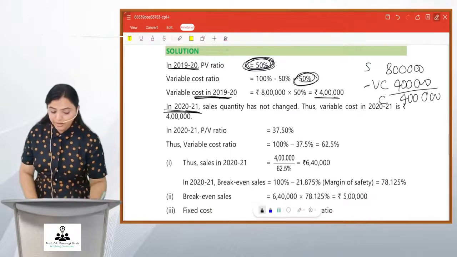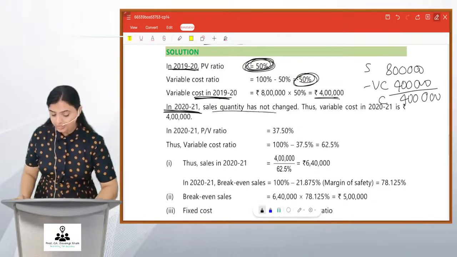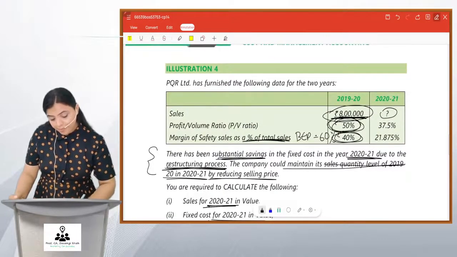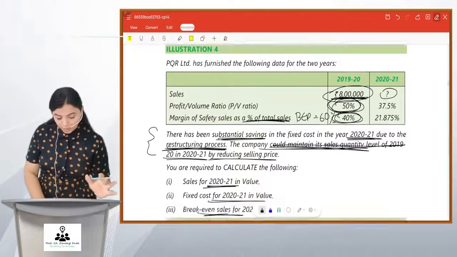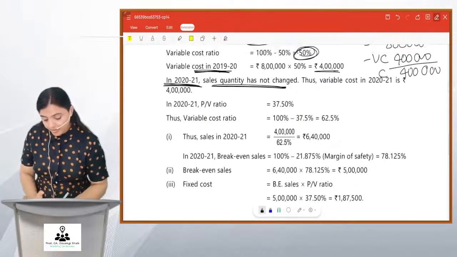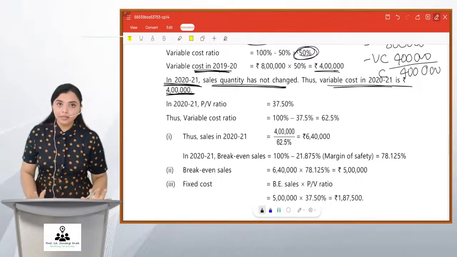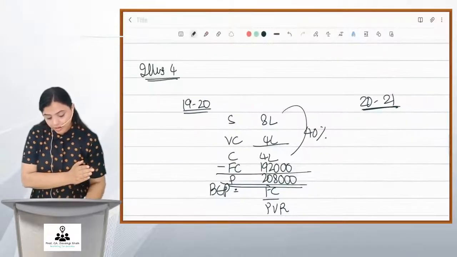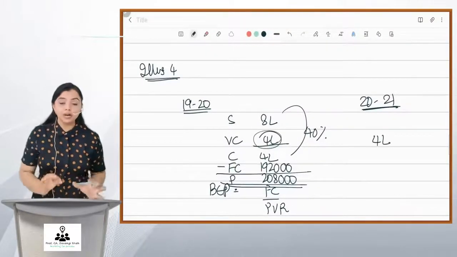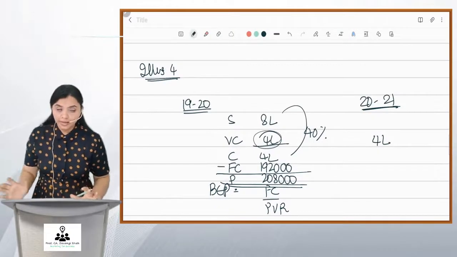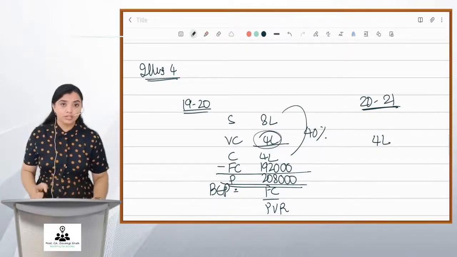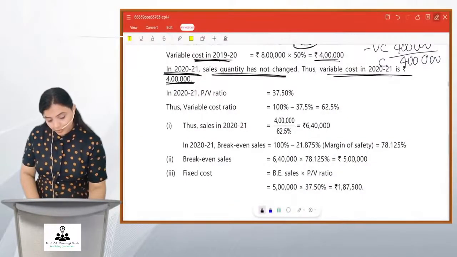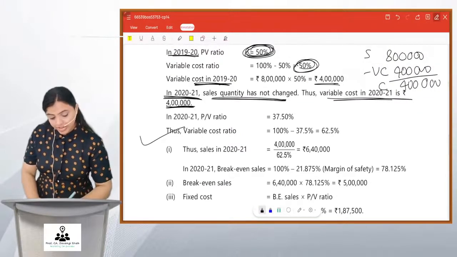In the year 2021, sales quantity has not changed. Who said this? It's already given in the question. See here. The company could maintain its sales quantity, the same sales quantity. Thus, the variable cost is still 4 lakhs. Okay. So, 4 lakhs, which was the variable cost, continues to be the variable cost here because the quantity has not changed. Selling price will change, but quantity has not changed, remember. The cost of making has not changed, friend. Further, got to know this. Variable cost is 4 lakhs.